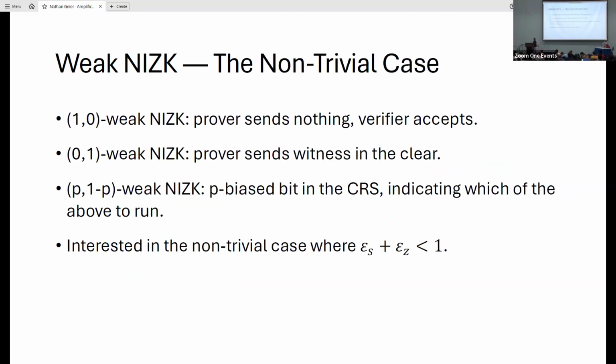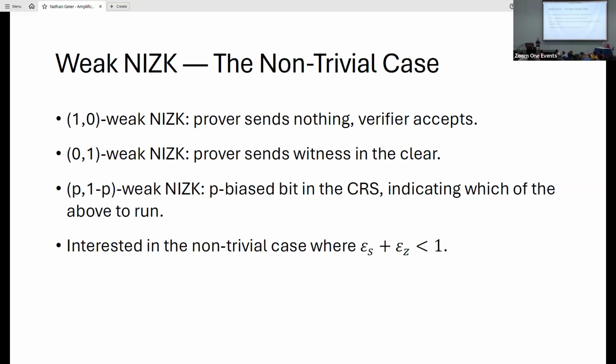Now, I want you to notice that in some cases, for some parameters, weak NIZK is trivial. For example, a (1,0)-weak NIZK with no soundness and perfect zero knowledge is trivial because the prover can just send nothing and the verifier always accepts. And a (0,1)-weak NIZK with perfect soundness and no zero knowledge is also trivial because the prover can just send the witness in the clear.